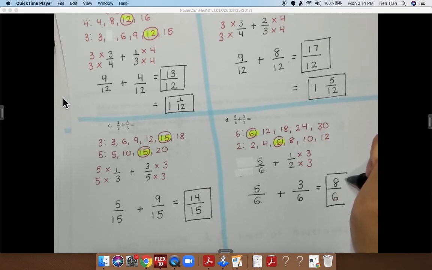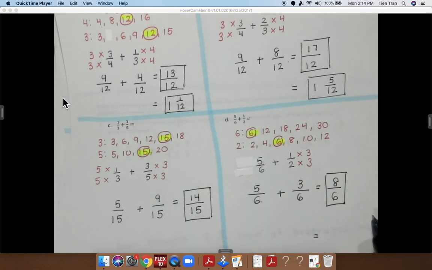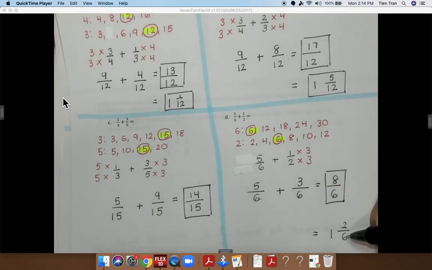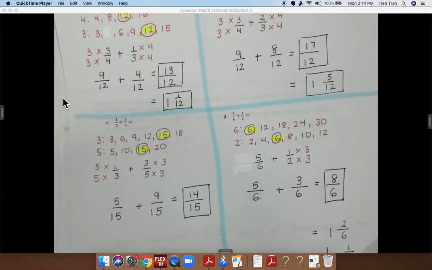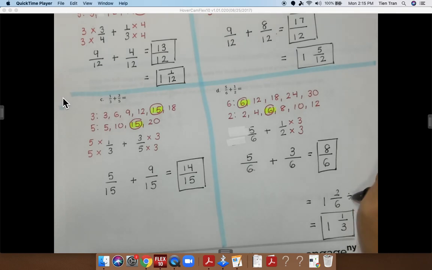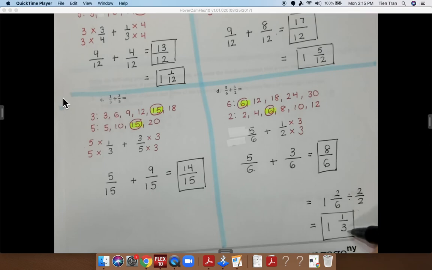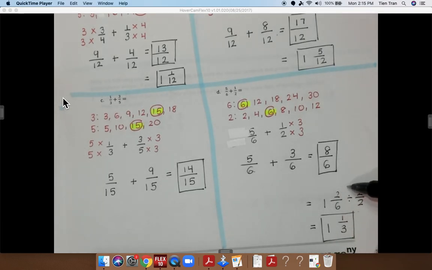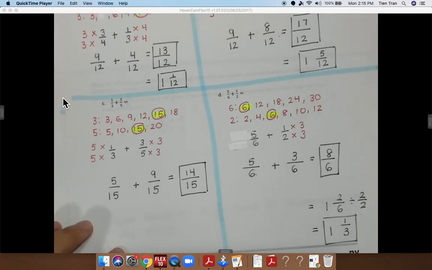So my final answer is 8/6, or you can get your improper fraction, which is also 1 and 2/6, or 1 and 1/3. And how do I know that? Because I simplified it to the smallest number. What I did here was I divided the top and bottom number by 2. So 2 divided by 2 is 1, and 6 divided by 2 is 3. And 6 can go into 8 one time. The remainder would be 2, and my bottom number is 6.